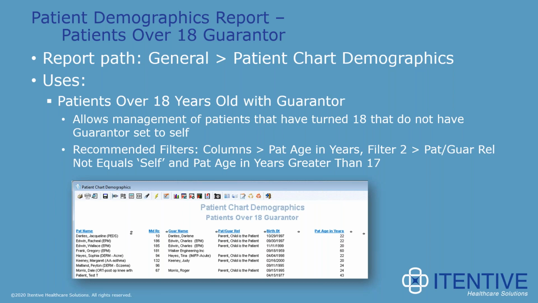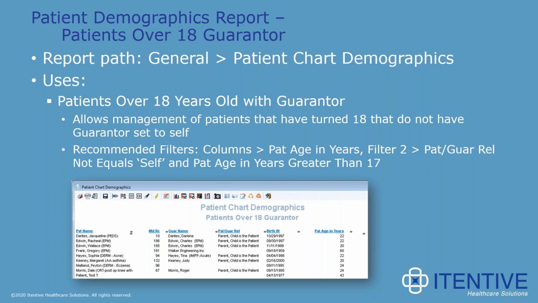In order to display that patient's age, one of the first things that we're going to need to do is, on that Columns tab, check off our patient age in years. Next, we are only interested in patients who are not marked as their own guarantors already in the system, so we can set that patient guarantor relation column to not equal self. And then finally, we only want to see patients who are 18 and older, so we can set that patient age in years to greater than 17.